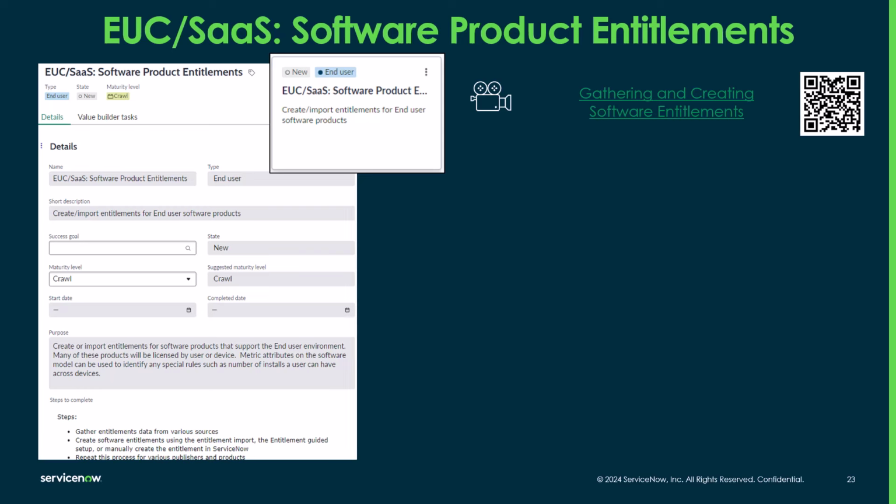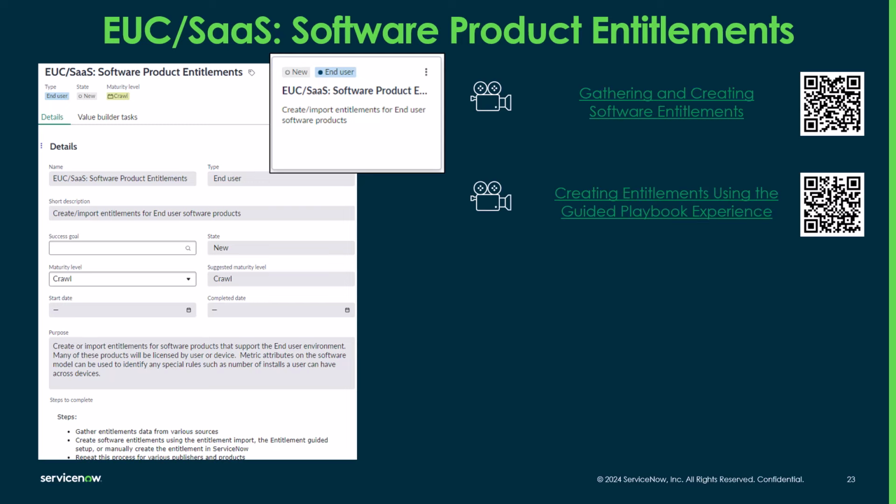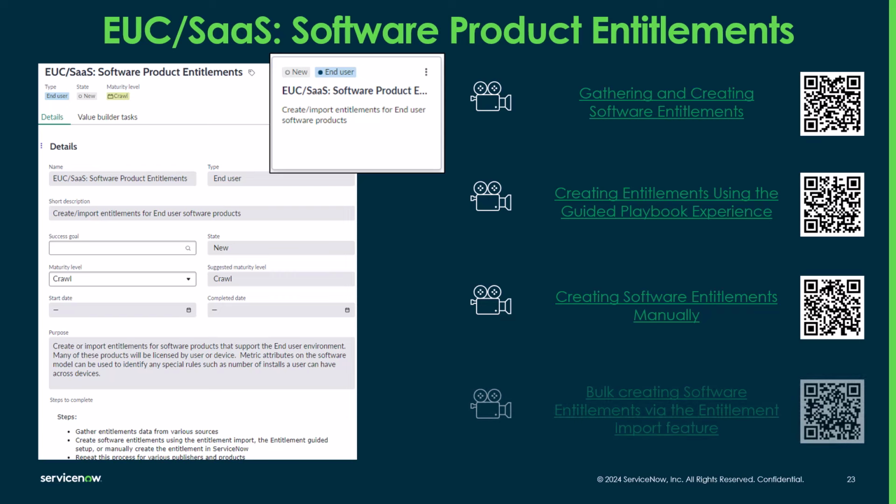So we have quite a few really good videos on this. So I'm not going to go into a lot of detail on creating the entitlements because, again, we've already created these videos. I've done a video on gathering and creating software entitlements. There's also another one about creating entitlements using the guided playbook experience. So if you're new to SAM, that's a really good way to get started creating your entitlements. You can also create them manually, so there's a video on that. And then there's also a way to create entitlements in bulk using the entitlement import feature, and I've done a video on that. So if your procurement team feeds you like 100 different purchases, obviously you don't want to do them one by one, so you can use the bulk option to do that. And I've done a video on how you can do that.